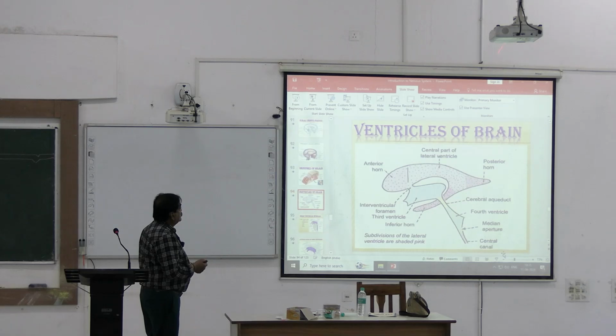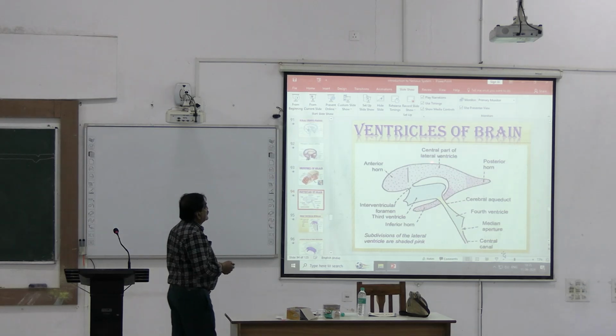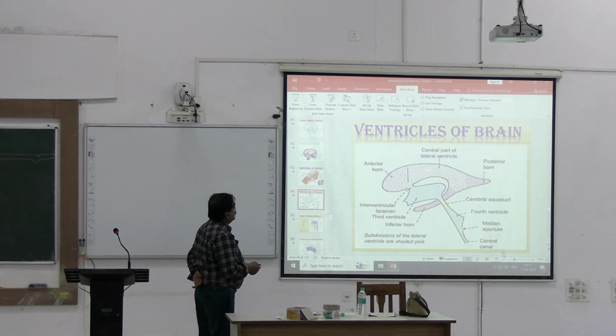Ventricles of the brain. Now, central part of the lateral ventricle, the anterior horn, the posterior horn, the cerebral aqueduct, the fourth ventricle, the median aperture here, central canal, interventricular foramen, third ventricle, inferior horn. Subdivisions of the lateral ventricles are shaded pink. This is the lateral ventricles.